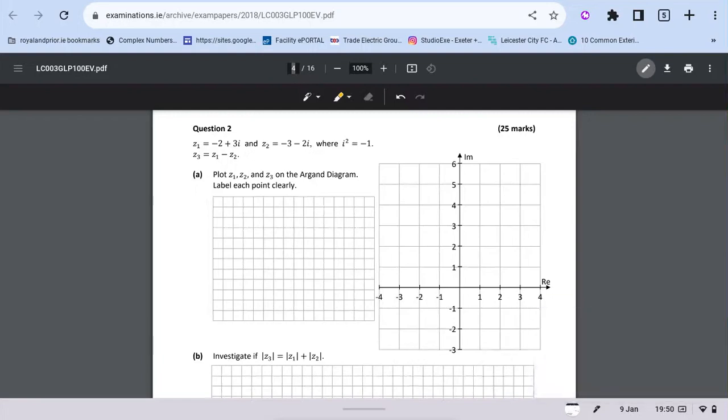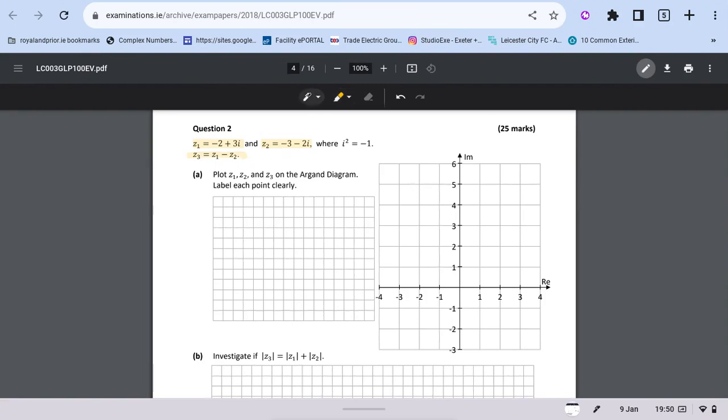Right, 2018, complex numbers once again. So the first thing here, plotting the points. They generally give you the points. Somewhere along the line, we might do division, and then we're going to do modulus. Same things in our toolbox. So Z1's that, Z2's that, Z3 is Z1 minus Z2.